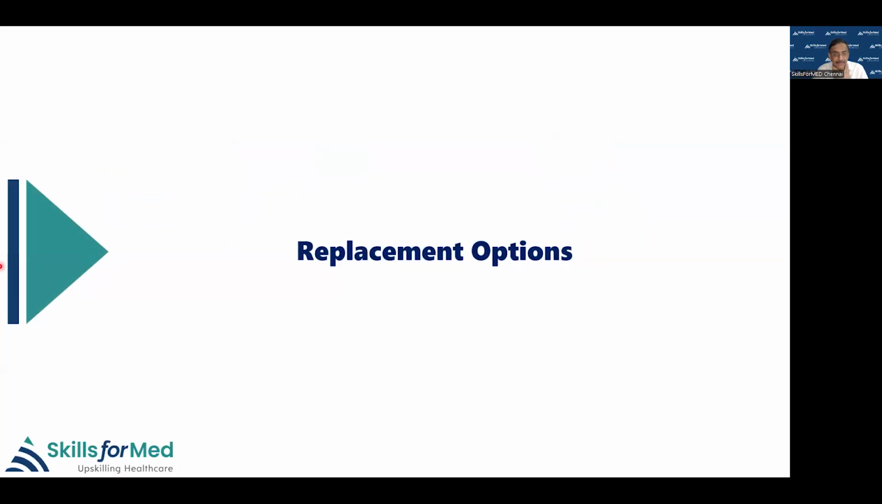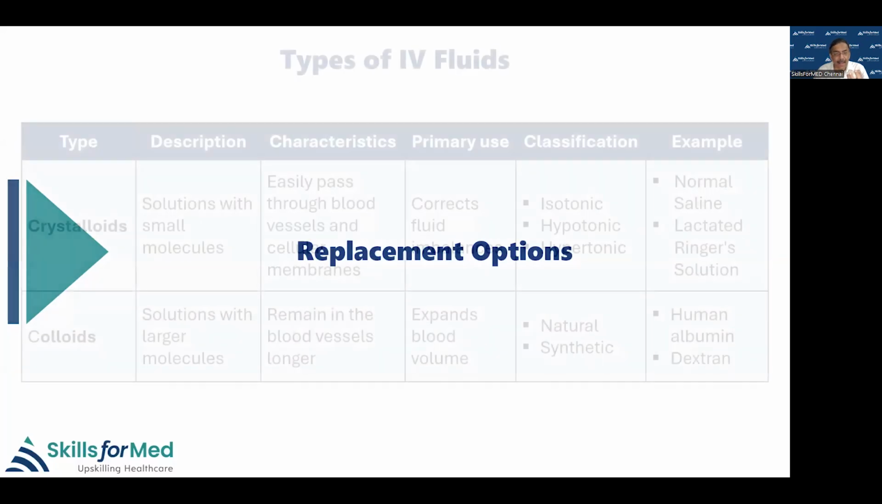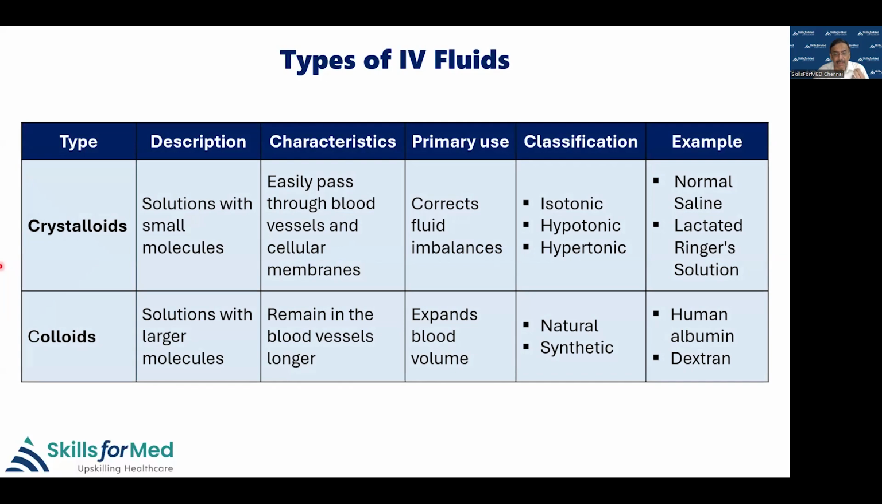Now let us get into the replacement options. What are the options we have to replace fluid? Now I'm talking about IV fluids here. And we have both crystalloids and colloids. Basically, crystalloids are solutions with small molecules. They will easily pass through the blood vessels and cellular membranes. It is mainly used to correct fluid imbalances, and they could be isotonic fluids or hypotonic fluids and hypertonic fluids. An example of isotonic fluids are normal saline and lactated Ringer solution.